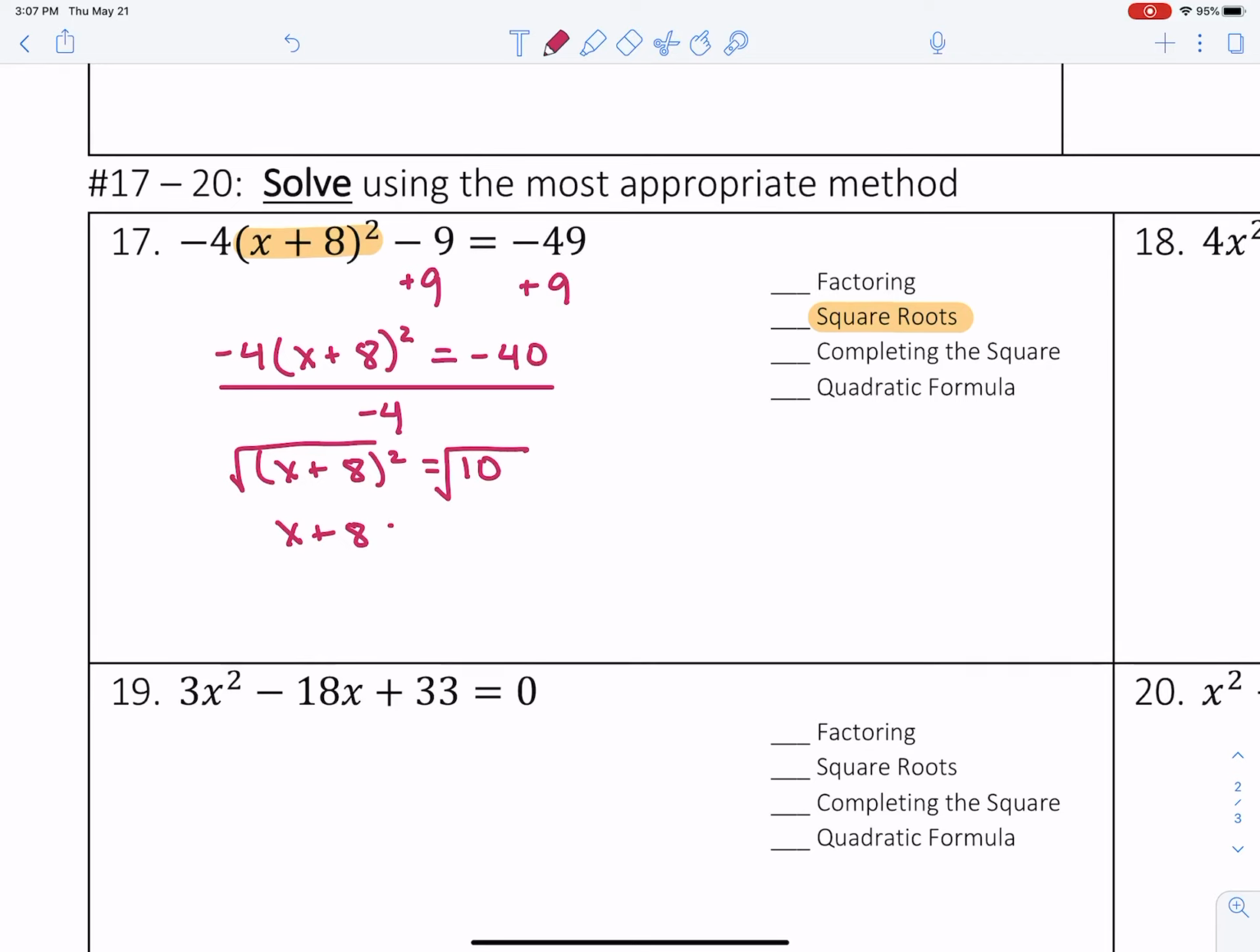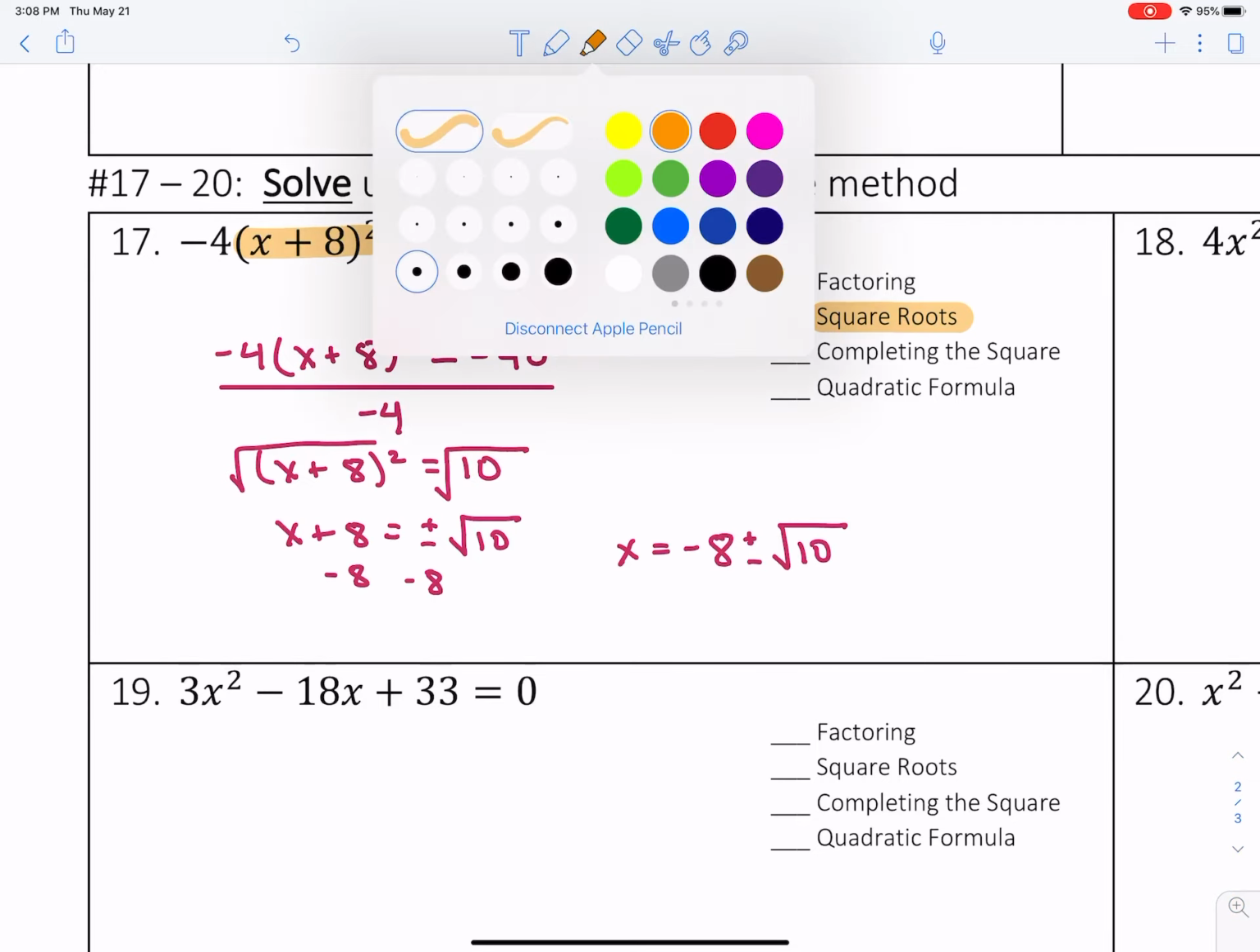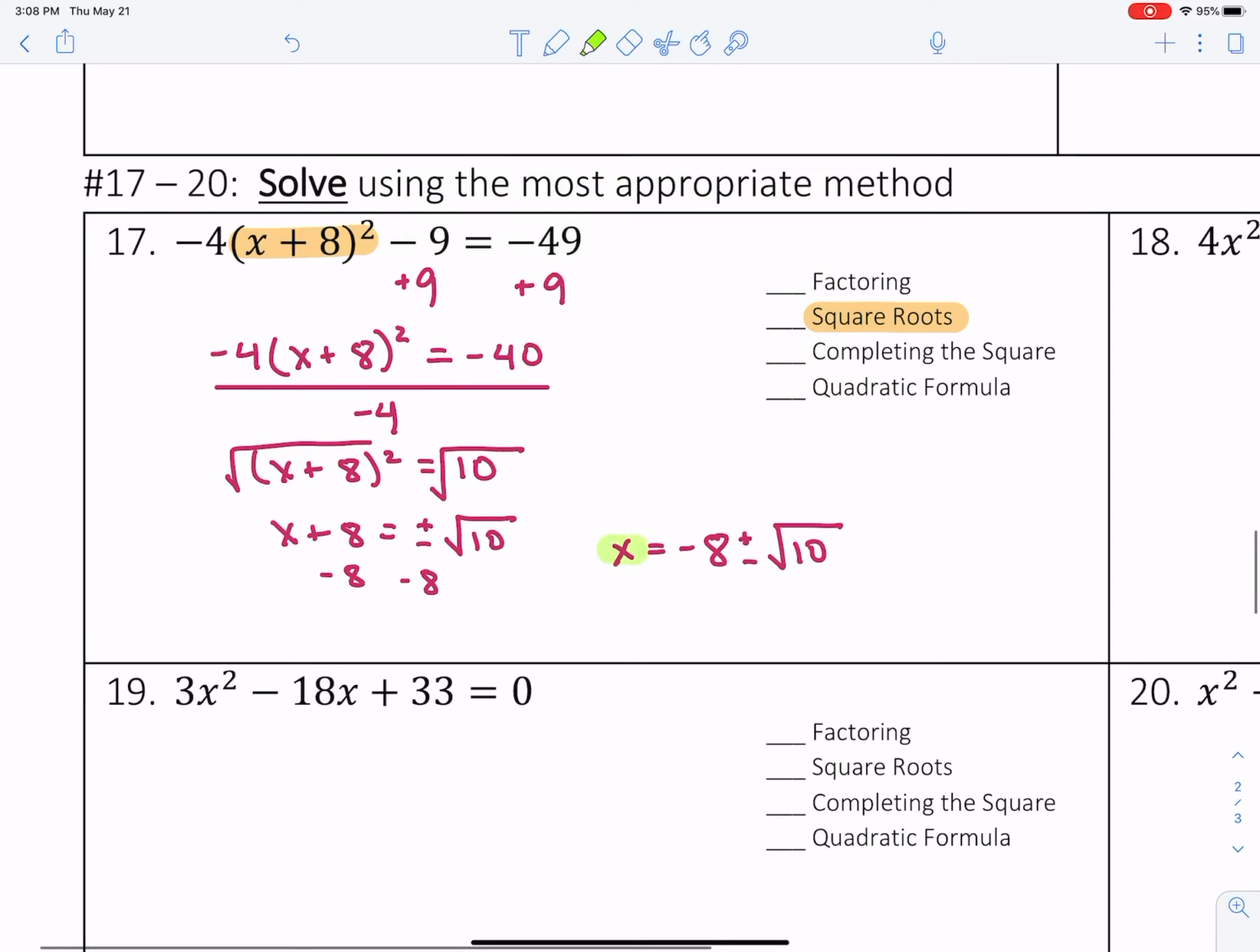X plus 8 is equal to plus or minus the square root of 10, and I know I'm going kind of fast here, but that's because I'm hoping that you've already solved these and that you are simply using this video as a check. This, for sure, I'm going to switch over to green again, is my final answer. X is equal to negative 8 plus or minus the square root of 10.